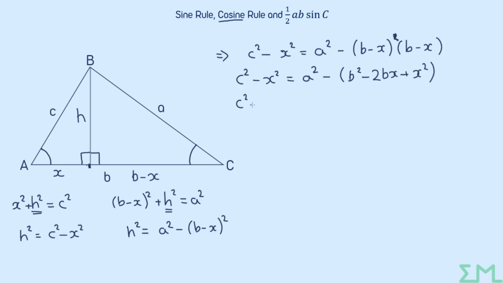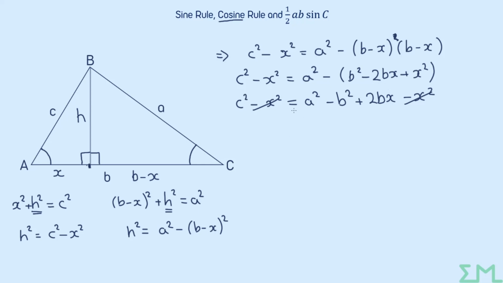And then I can go through and subtract. So let's have a look. We're going to get minus b squared plus 2bx and then minus x squared. Okay, the minus x squareds on both sides can cancel.